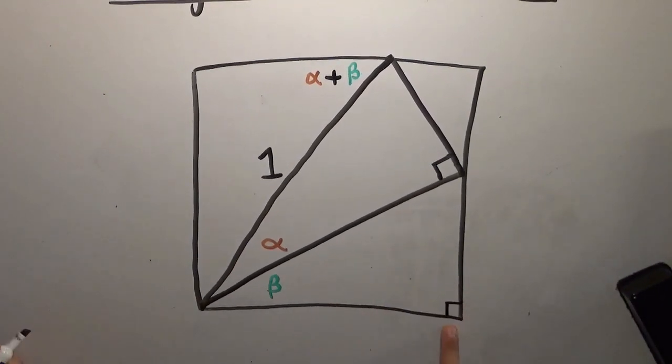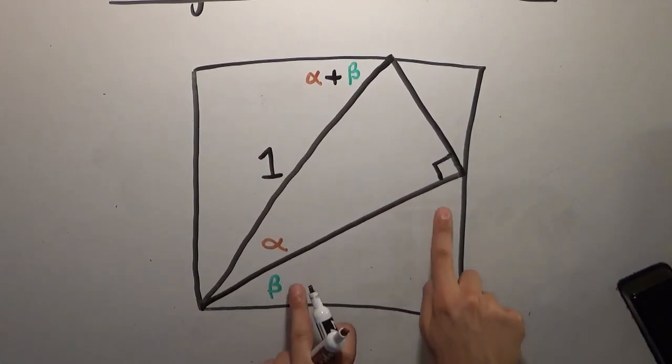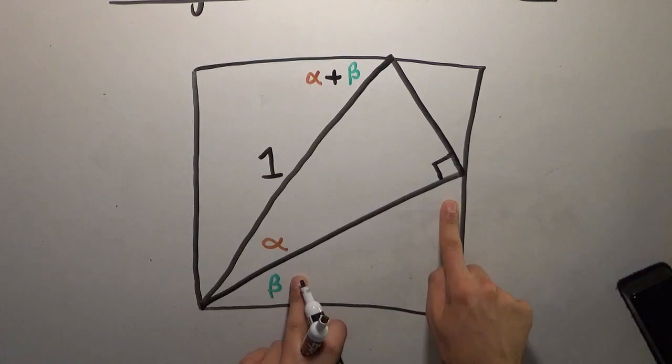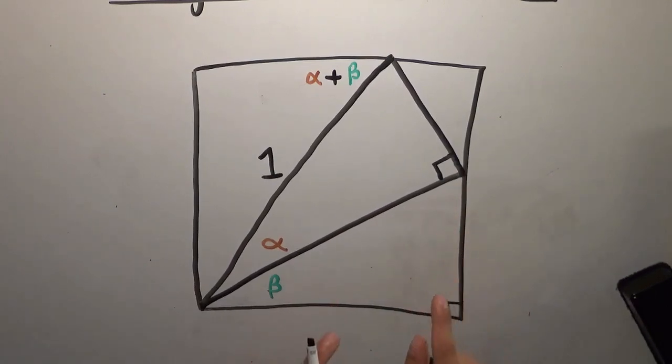I don't get it. Since this is a right angle, that makes this a right triangle, which means that these two angles have to be complementary, which means they must add up to pi over 2 radians, right?